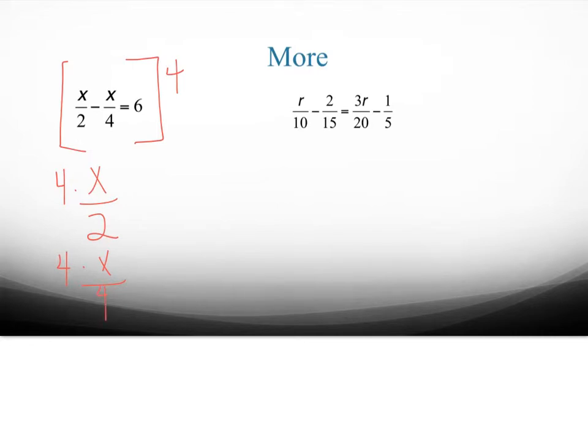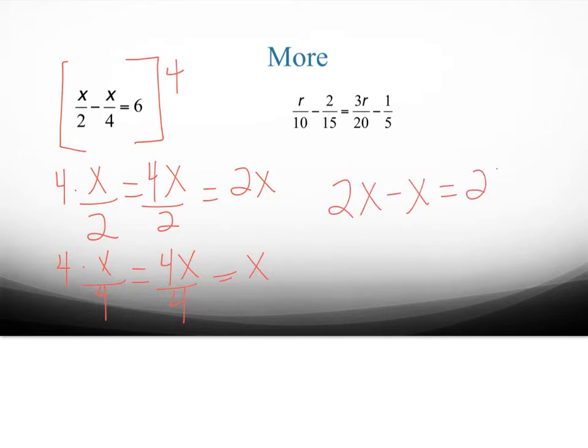Now 4 times x over 2 gives us 4x over 2, or simply 2x. And 4 times x over 4 gives us 4x over 4, or just x. And 6 times 4 is going to give us 24. So let's rewrite this. We've got 2x minus x equals 24, or x is equal to 24. Let's do that on this second example. Let's put that on a fresh slide by itself.